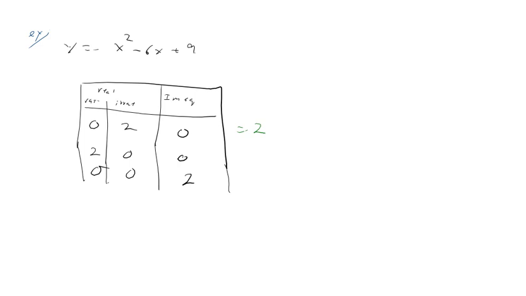Can I have 1, 1, 0? No, that's not allowed. 0, 1, 1? No, that's not allowed. 1, 0, 1? No, that's not allowed. None of these other ones are allowed. So that's it. Those are my possible combinations, just those 3. So now my question is, which situation is my graph? Which situation is this graph?